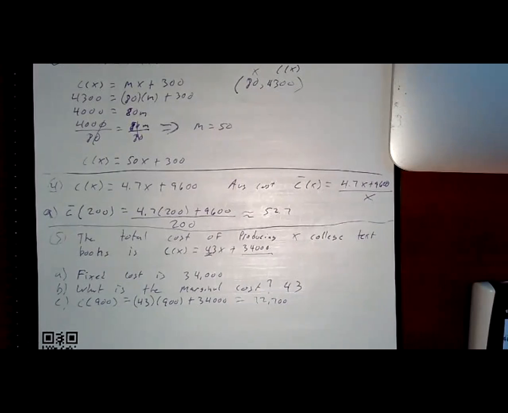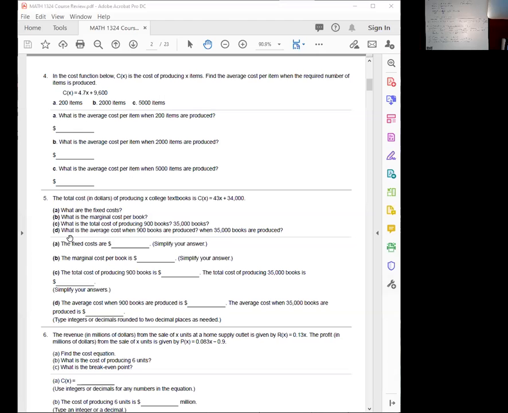I have a question. Where did the 900 come from? So let's go back to the question. They have to give you that information. They say, what is the total cost of producing 900 books? Okay. So just plug in 900 there. And then the same thing for 35,000. Cost of producing this, you plug in 35,000. Already talked about average, so let's move on here.